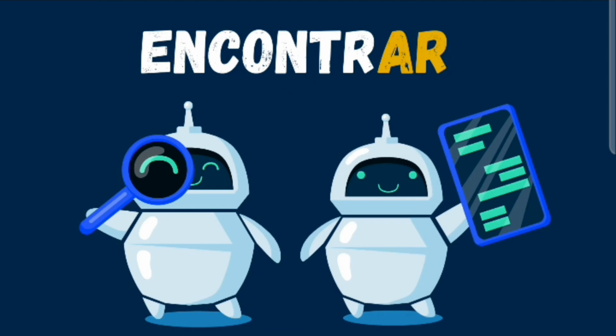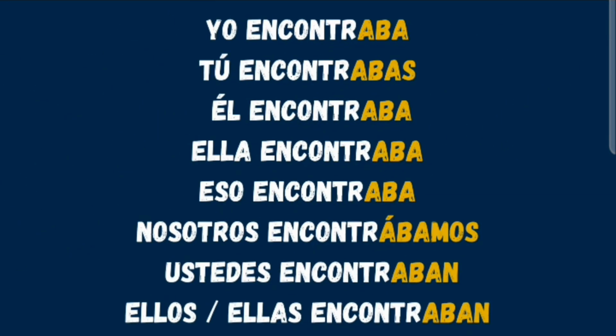Now the next verb we have is to find. To find in Spanish means encontrar. So let's see how you have to conjugate this verb in the imperfect past. Yo encontraba. Tú encontrabas. Él encontraba. Ella encontraba.